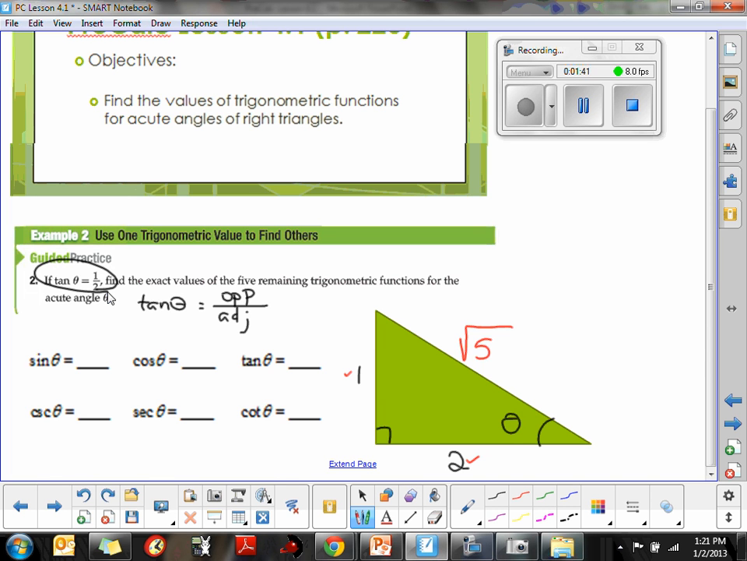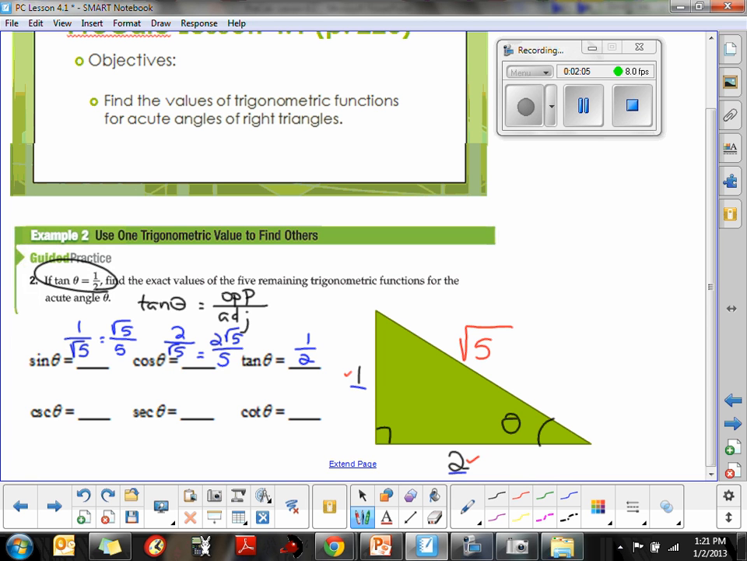The sine of theta is the opposite, which is 1 over the square root of 5. I want to rationalize that, so it's going to be square root of 5 over 5. The cosine of theta is the adjacent side, which is 2, so it's 2 over the square root of 5. Again, rationalize, it's going to be 2 times square root of 5 over 5. The tangent of theta is, what they told us at the beginning, a half.